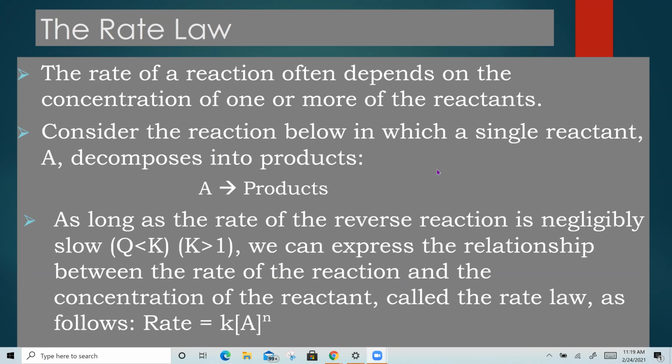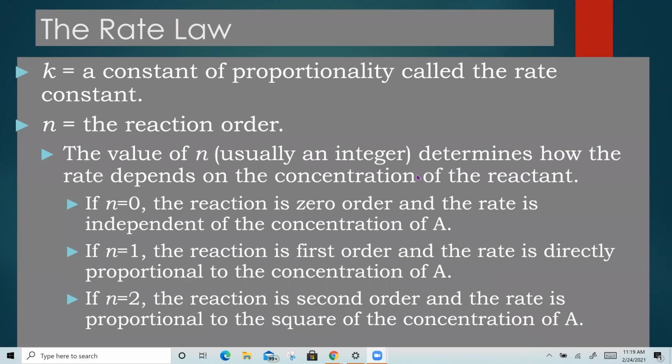All right. And so we go to this, and we see that k is a constant of proportionality called the rate constant. So we just call it the rate constant. That's what I would say. k equals the rate constant. And then n is equal to the order of the reaction. All right, n is equal to the order of the reaction.